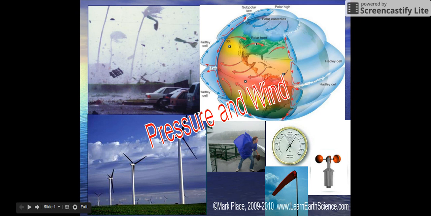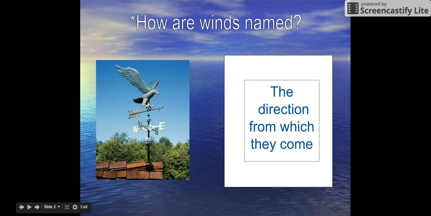Glad to see you've all tuned in to learn a little bit about pressure and wind and the relationship between the two. So starting, just to talk a little bit about wind, sometimes you may hear westerly wind, easterly wind.